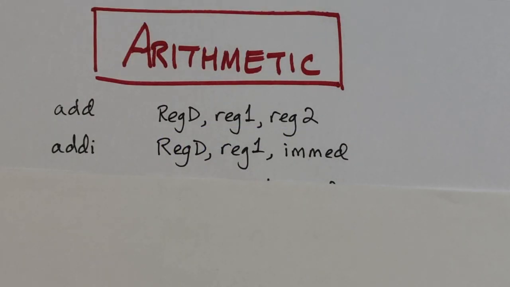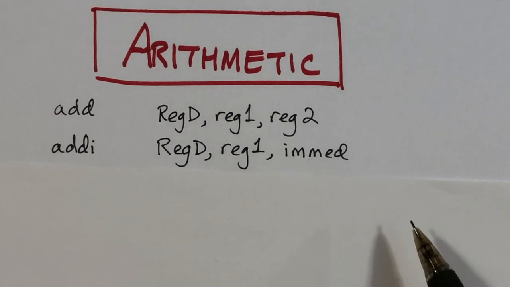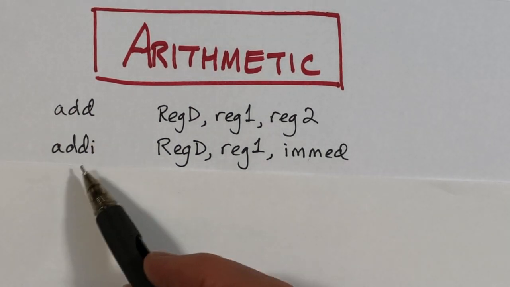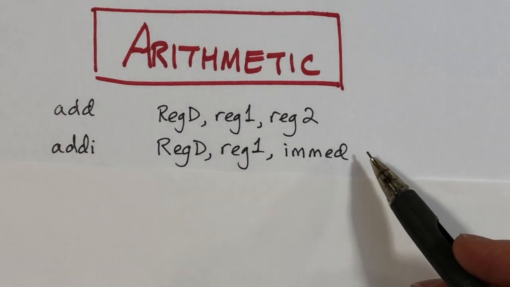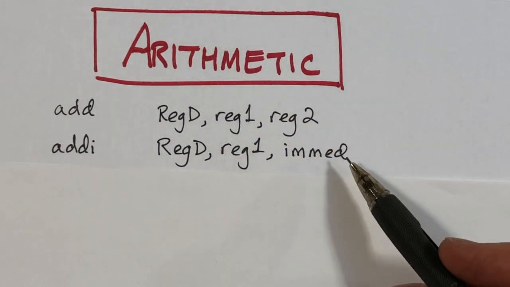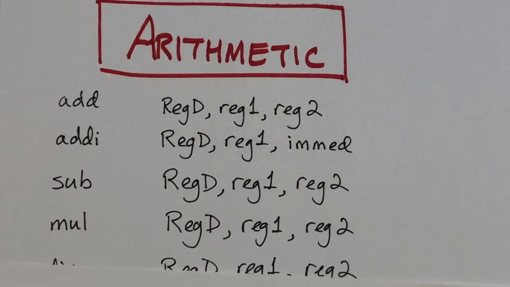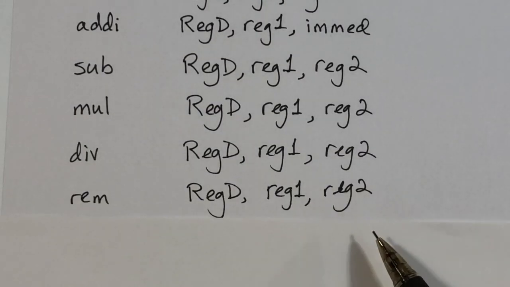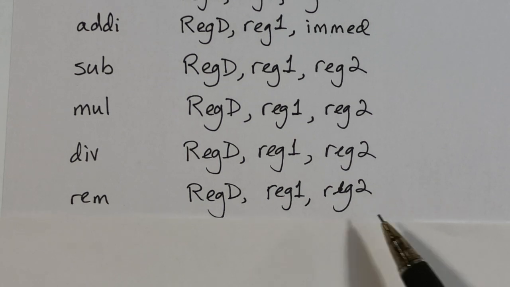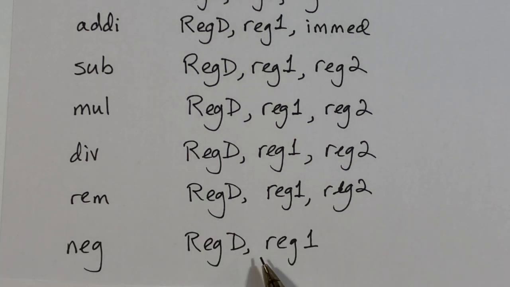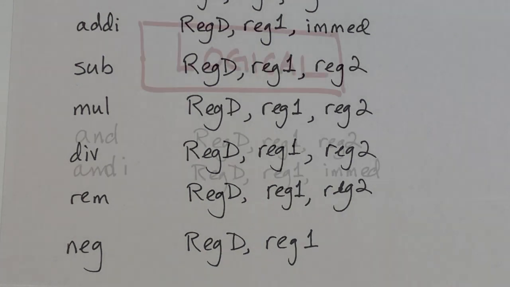Now let's go through some of the more common instructions, starting with the arithmetic instructions. We've already seen the add and the add immediate instructions, which I'm giving more symbolically here. We also have subtract, multiply, divide, and remainder instructions. There's a negative instruction. Again, this is a format A, but it only uses 2 registers, so it takes the value in register 1 and negates it, puts it into register D.